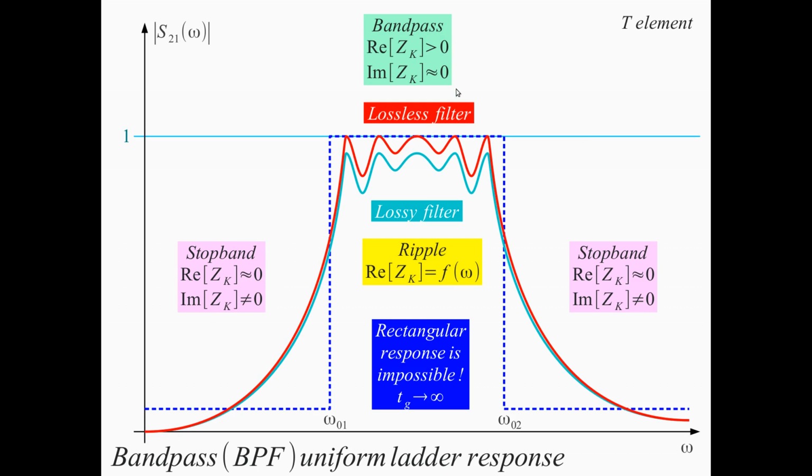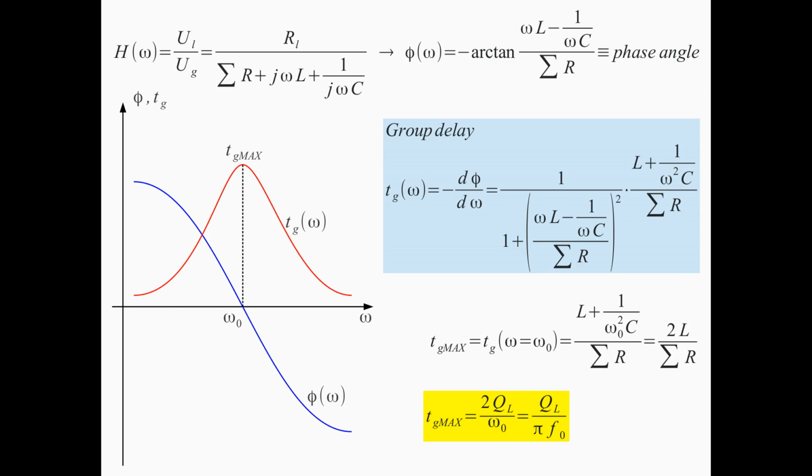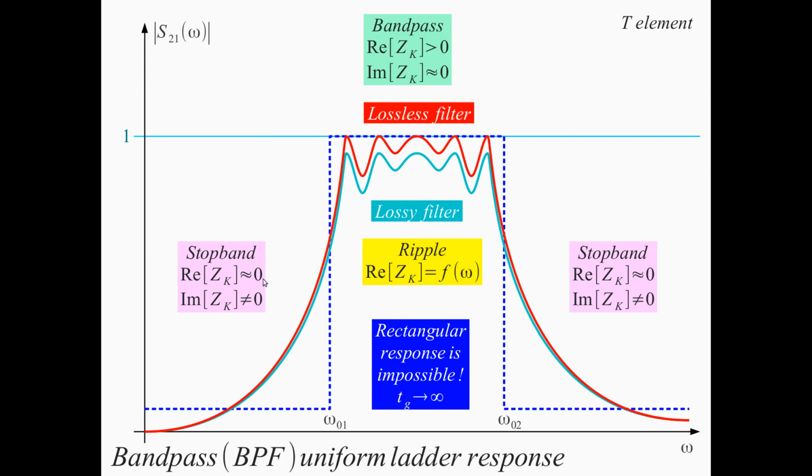What we can never do is a rectangular response. A filter with a perfect rectangular response would require an infinite amount of components, and also an infinite group delay. We talked here about group delay. Group delay is a very simple way to understand why a filter with a rectangular response is impossible. Infinitely steep slopes would require an infinite group delay, and that of course is not possible with real world circuits.